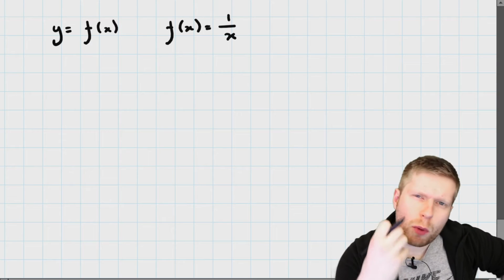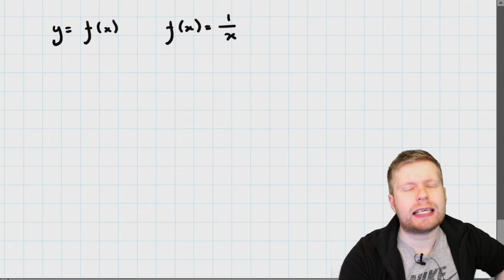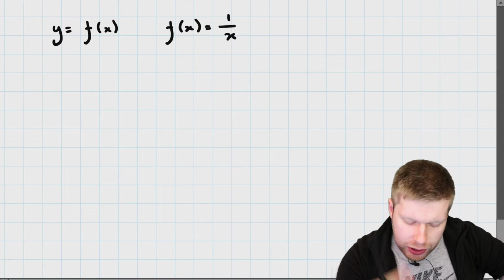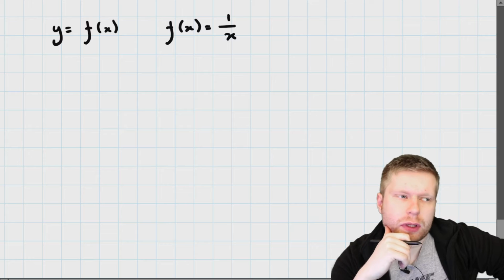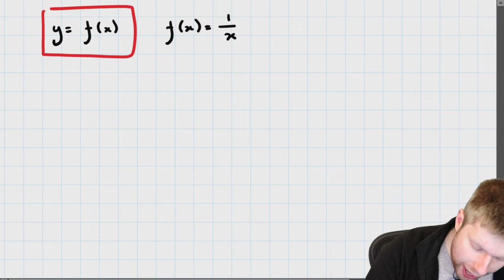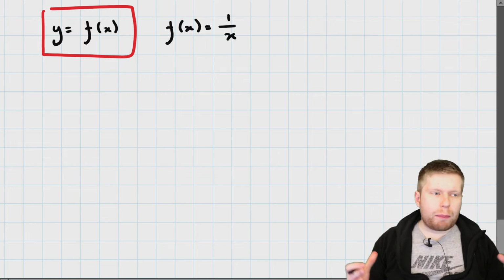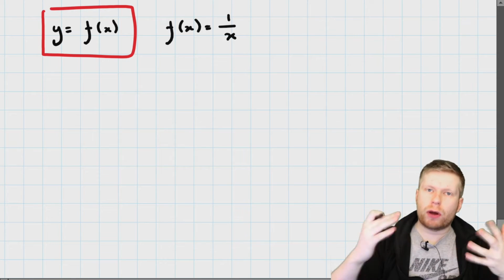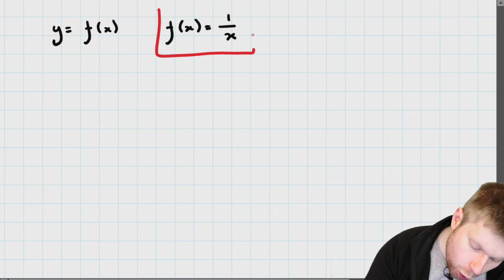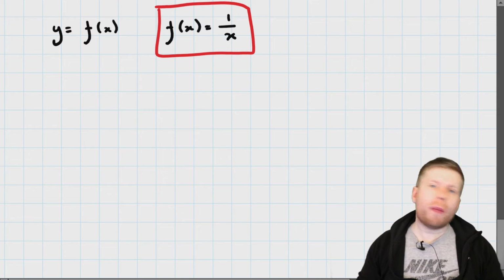Okay, so let's talk a little bit more about how we can actually physically represent functions. Let's suppose I start off with a function here on the screen. I've told you here that my output y is achieved by taking my input x and then applying it through a function f. That's what y equals f of x means. And in this case, the rule, my function, is just 1 over my input.